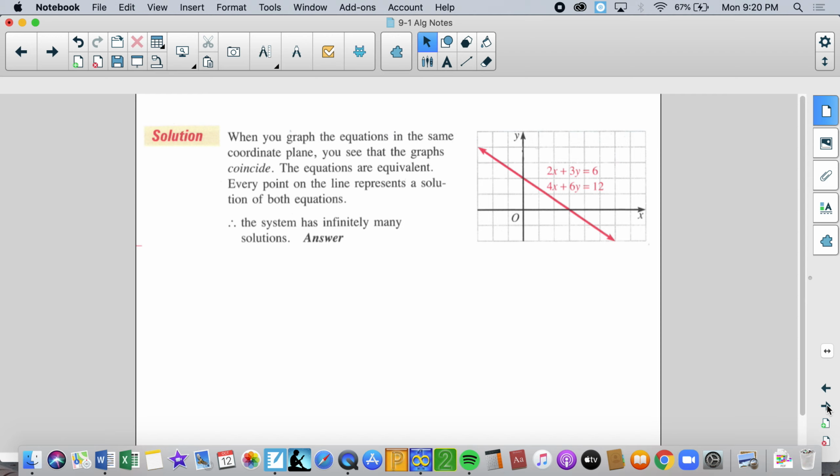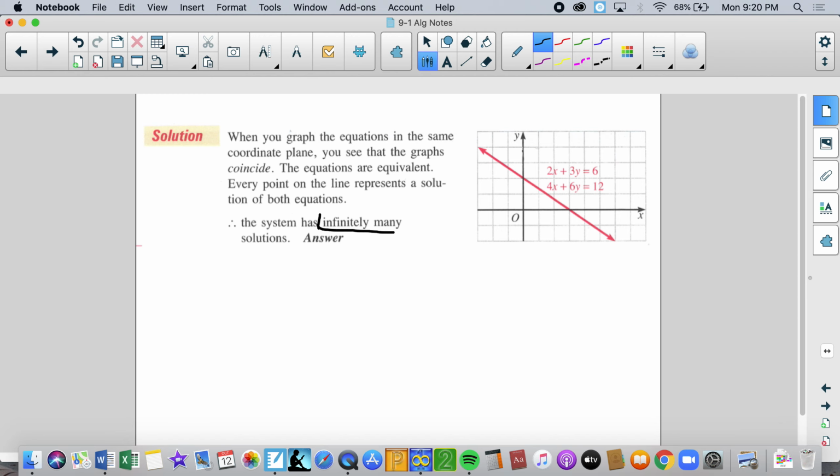And then the last one is when you graph the equations in the same coordinate plane, you see that the graphs coincide. What does coincide? It means that they lie on top of each other. They are the same line. The equations are equivalent. Every point on the line represents a solution of both equations. So you're going to get some interesting answers. The system has infinitely many solutions.